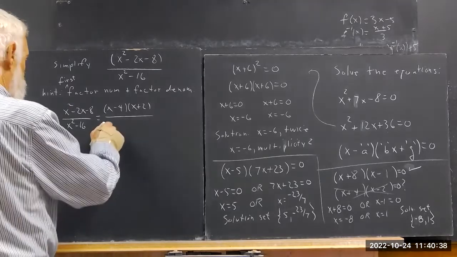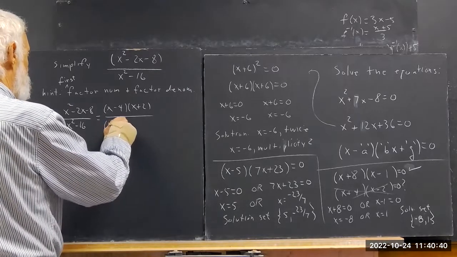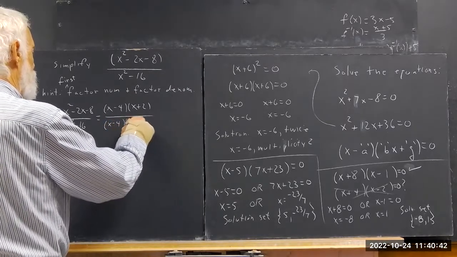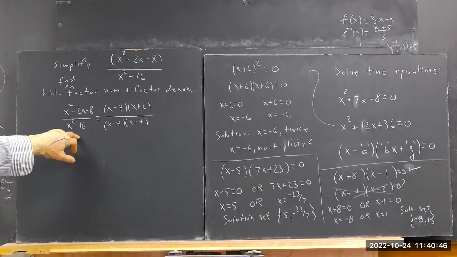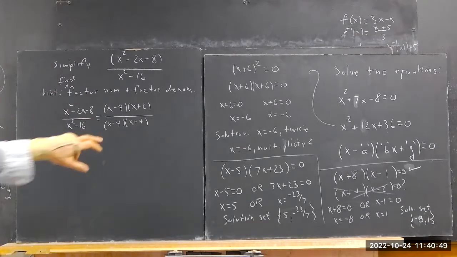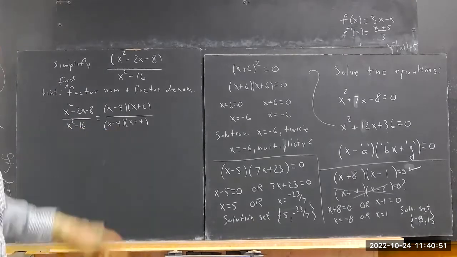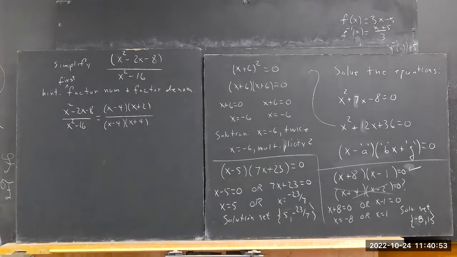And that's a special product. That's x minus 4 times x plus 4. Because you got a 0x in there. So negative 4x and plus 4x gives you 0x. Okay.